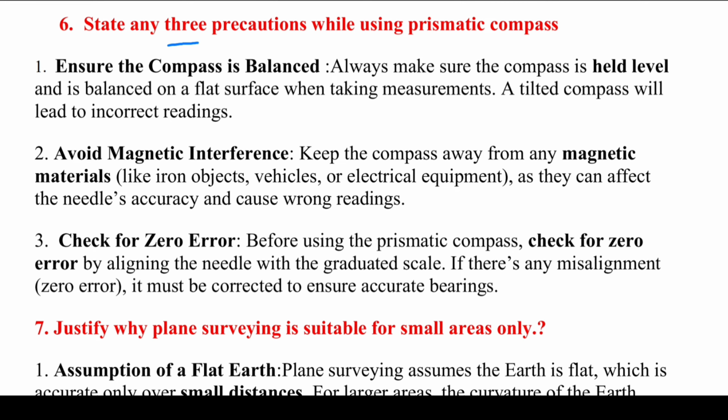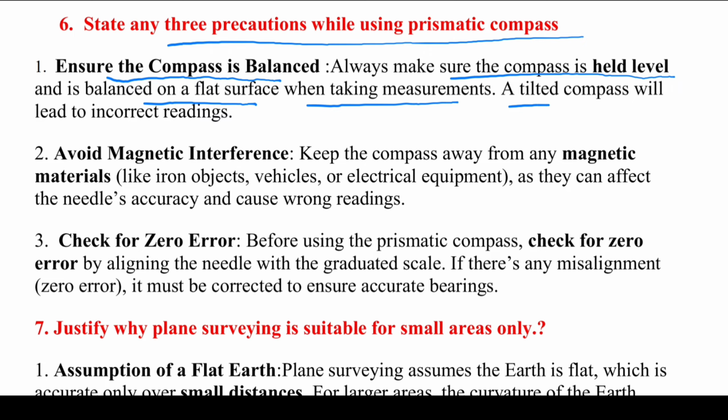Next question is: state any three precautions when using a prismatic compass. First, we have to ensure the compass is balanced. How will it be balanced? Always avoid taking measurements on a non-level surface; the compass should be leveled and flat. If your compass is tilted, an incorrect reading will be taken. So whenever you take a reading, check that the compass is level and flat.